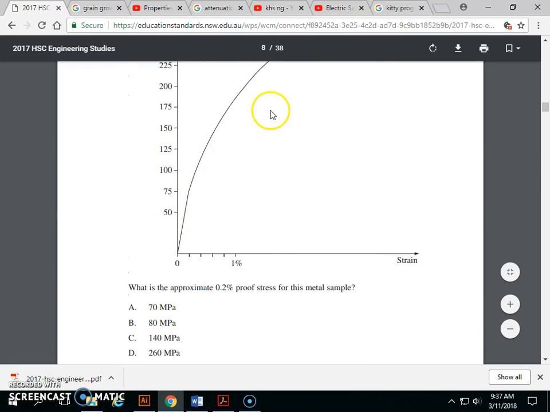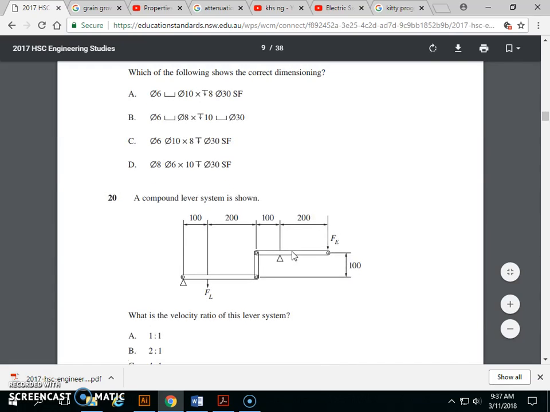If anything, this is quite an easy question for question 18. Yeah. Wait, what was 18?